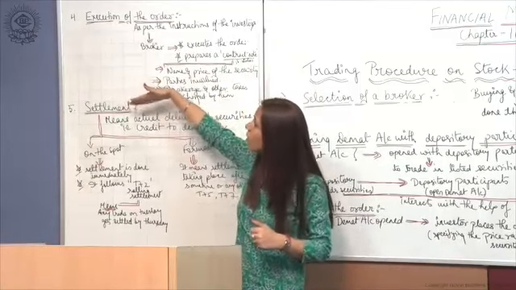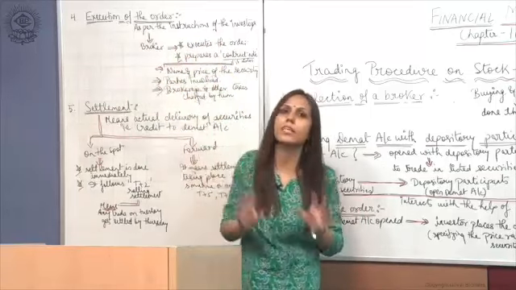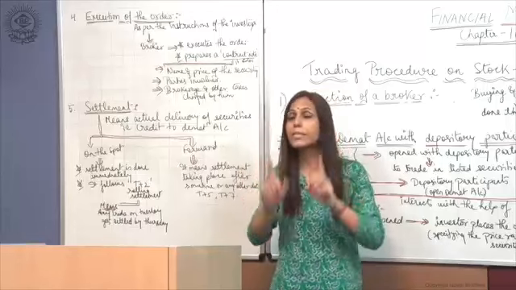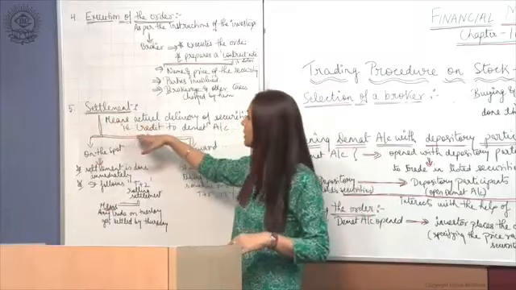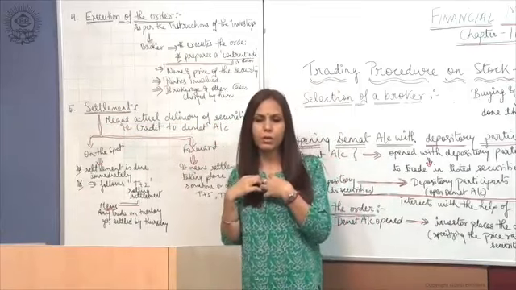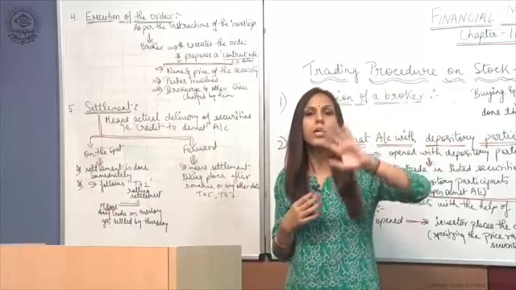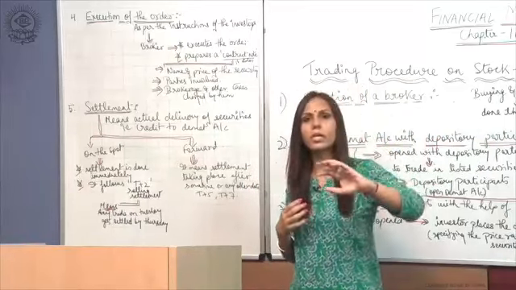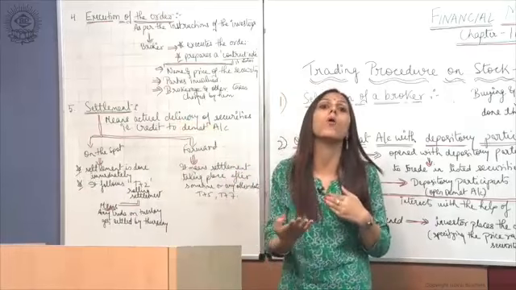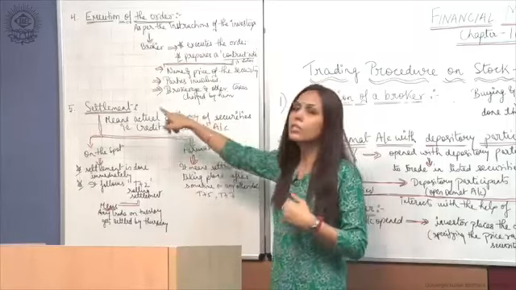Fifth is, once the order has been executed, now comes the settlement: how the transaction is being settled. Settlement means actual delivery of securities. For example, if I am buying the security and the other investor is selling the security, then once the securities are delivered into my demat account, that is called the settlement.